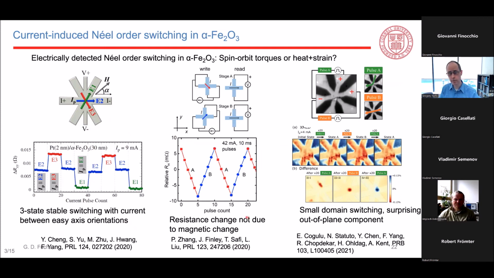Lu Chao Lu's group at MIT looked at this, and they actually concluded that the resistance changes that they see have nothing to do with changes in the Néel vector. They're purely due to electromigration at the platinum alpha hematite interface. And then there was this work with X-ray imaging in which they see very small changes in magnetization. And basically it's hard to understand what's going on.